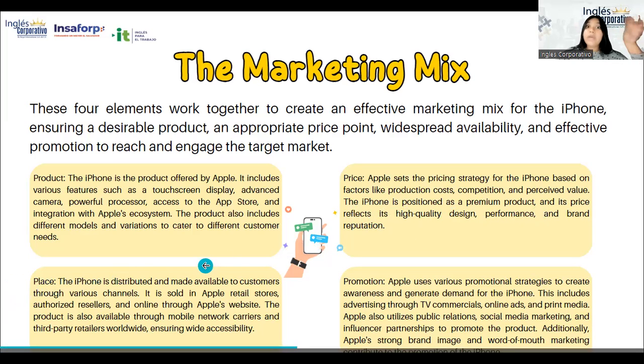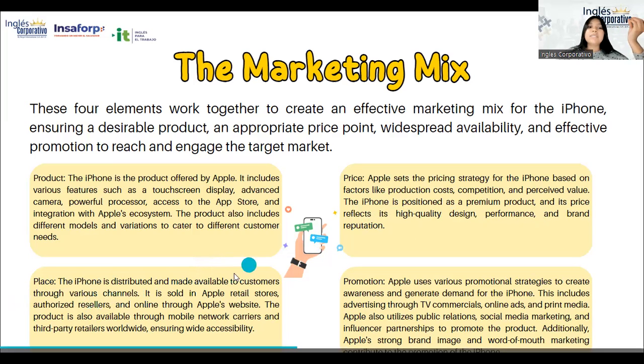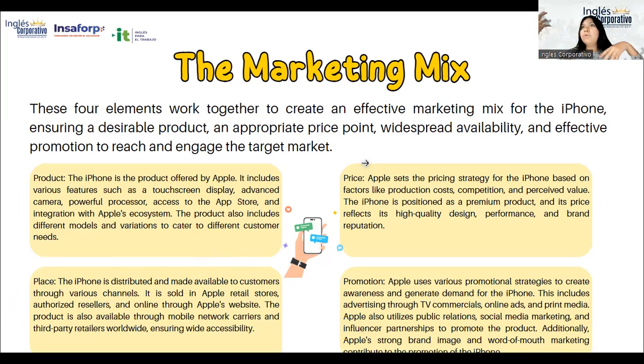Then the place: where do they distribute and make available the product? In this case, it could be many, malls, in different cities, I think. You talk about the place, and then the promotion, the type of promotion that they use. There come into play all of the things that we have covered: the advertising, the TV commercials, online ads, social media, Instagram, Reels, freelancers. You need to add everything about the product.